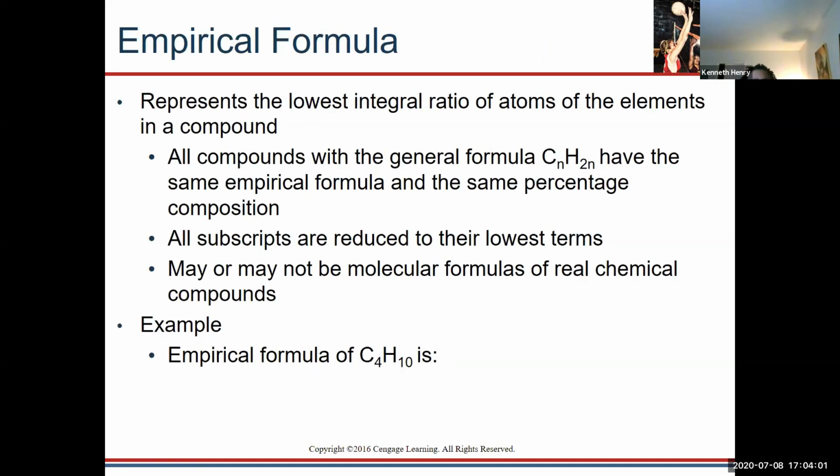Okay, so this brings us to empirical formulas. Are you guys ready for empirical formulas? This is the best. It is like, it's money, okay? Are you ready?